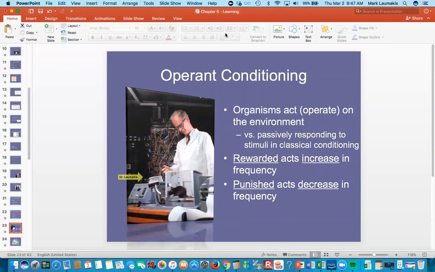So what's the story here with operant conditioning? Well, we've got our old friend B.F. Skinner here with a rat in a Skinner box. And we've got a bigger sort of blown up depiction of a Skinner box on the next slide. We'll get to that in just a minute.